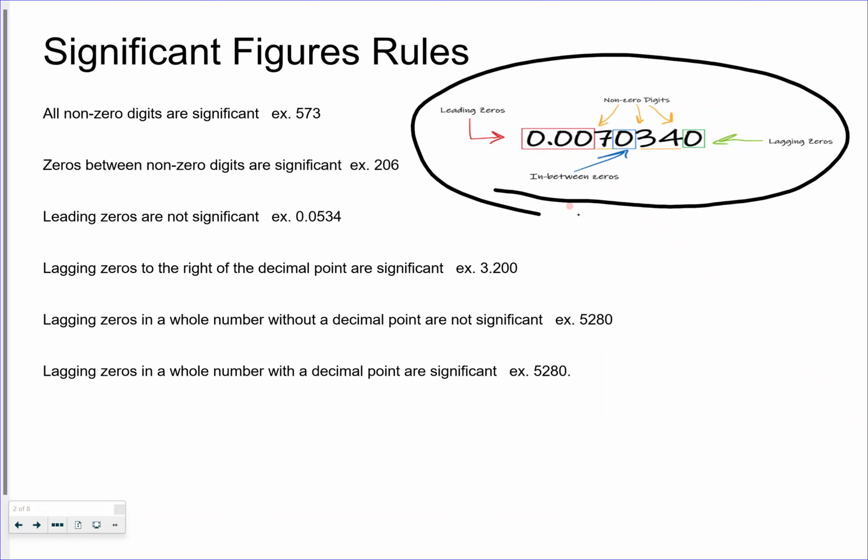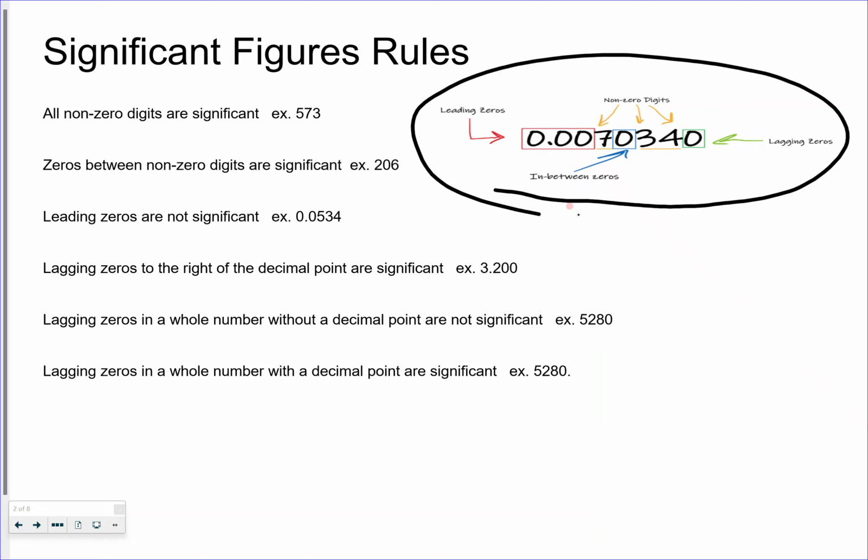The second rule that we have here is that zeros between non-zero digits are significant, meaning that the 0 in 206 is significant. But leading zeros are not significant. So we have the two zeros in 0.0534. The two zeros at the beginning of the number are not significant because they are leading zeros. Lagging zeros to the right of the decimal point are significant.